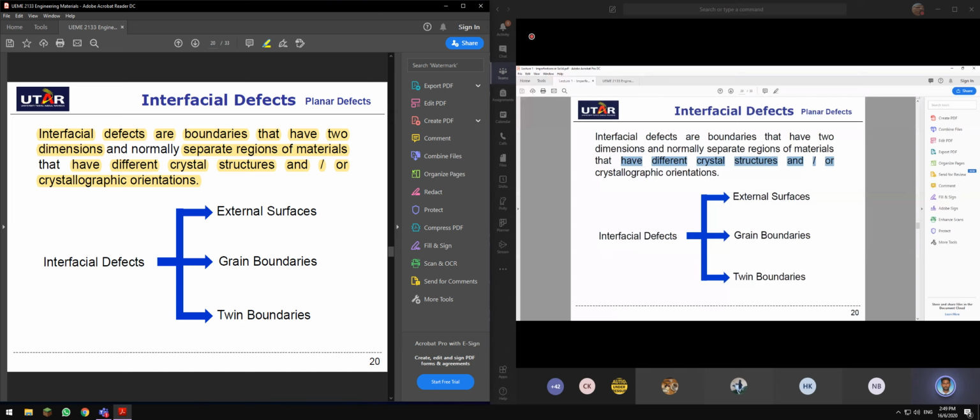Now, for interfacial defects, we have three types: external surface, grain boundaries, and also twin boundaries. When you talk about imperfections in solids, for example, twin boundaries give extra enhanced performance in terms of mechanical properties. It strengthens the material when you have twin boundaries in it. The same goes for grain boundaries as well. They reduce the propagation of cracks if you have a lot of grain boundaries.